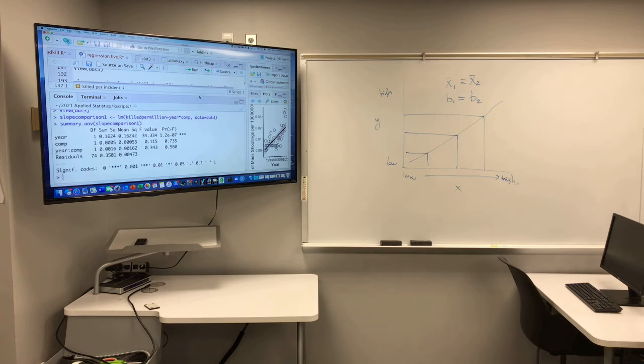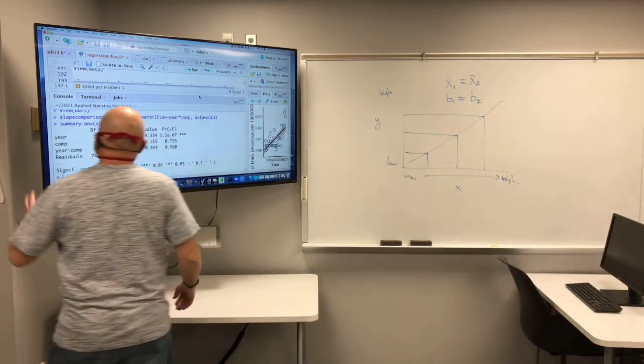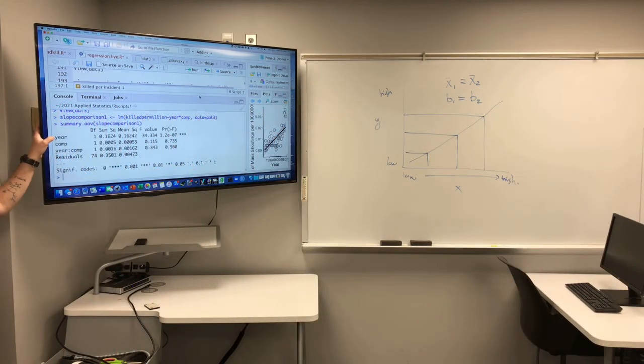So what you see is that in this ANOVA table, there's an effect of year, there's an effect of the comparison, and there's an effect of the year-by-comparison interaction. And I'll explain what this means in a few minutes graphically. But there's still an effect of year, because obviously year influences how many people are killed per million in mass shootings. But there's no difference between the two data sets in the actual number of people killed per million.